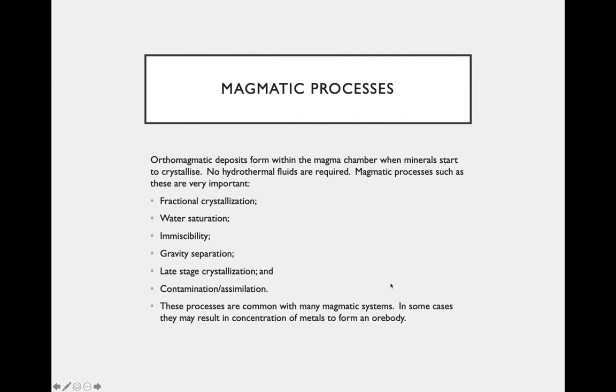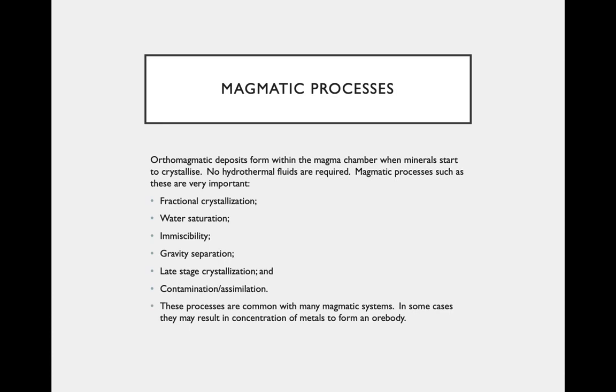Okay, so magmatic processes. Orthomagmatic deposits form within the magma chamber, and they're associated with the crystallization of minerals. So we have to consider those dynamics, which are going to be controlled by its composition, its pressure and temperature conditions, how much water is there in the liquid, and things like that. The processes that have become important are fractional crystallization, just taking you back to the first trimester or last year about how magma compositions can change when you crystallize minerals out of that system.